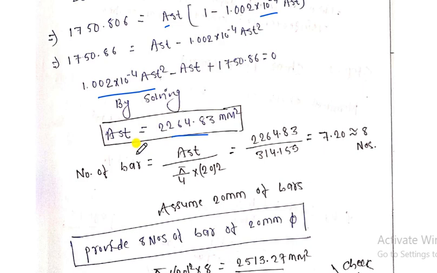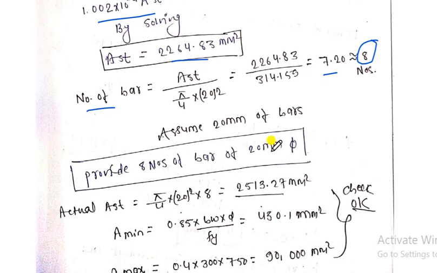So the number of bars can be determined as capital Ast by small ast. We have assumed we are using 20 mm diameter bar as the longitudinal reinforcement. So pi by 4 into 20 squared, and we get 7.28. So we'll move to the even number, so 8 bars we are taking as the longitudinal reinforcement. So we provide 8 bars of 20 mm diameter in the longitudinal sections.